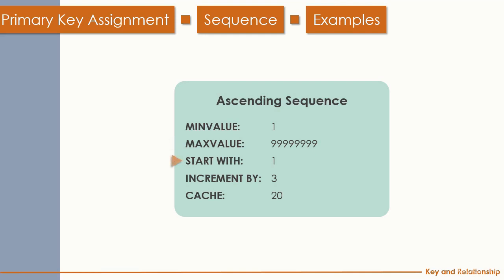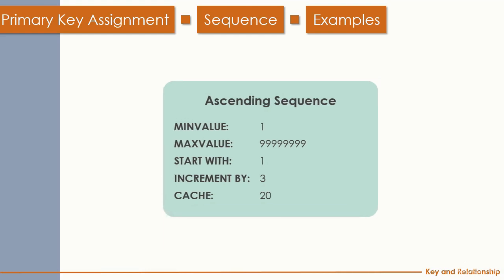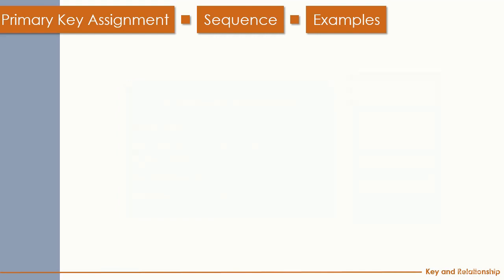And the start with value, which value we start with: 1. Increment by, how each value will be generated. We say 3. The cache, usually we'll have this property to allow the database engine to optimize the speed. Then you can cache some values in the memory. In this case, when you insert the data, you will get 1, 4, 7, or 10, etc.